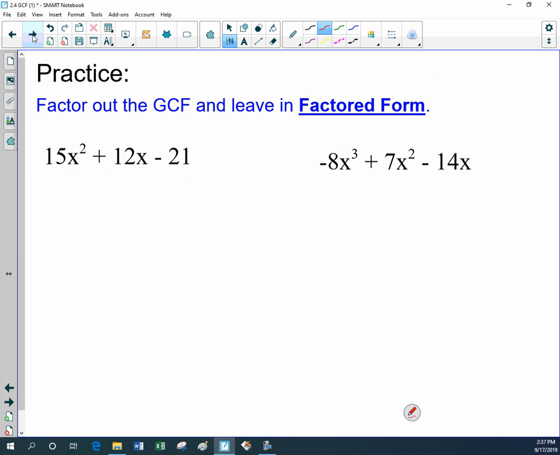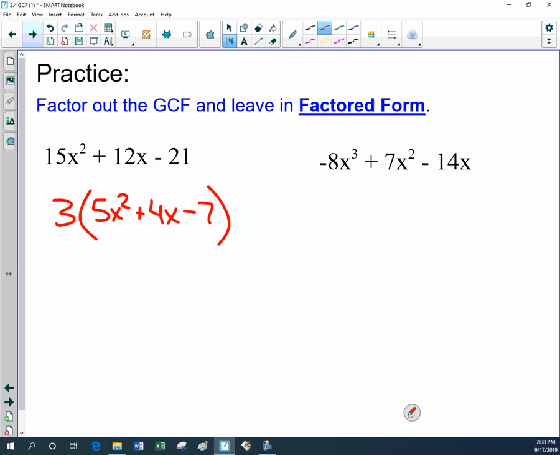Okay, last two examples here. 15x squared plus 12x minus 21. So the greatest common factor of these three terms is positive 3. So I factor out a 3. 3 times 5x squared is 15x squared. 3 times 4x is 12x. And 3 times negative 7 is negative 21.